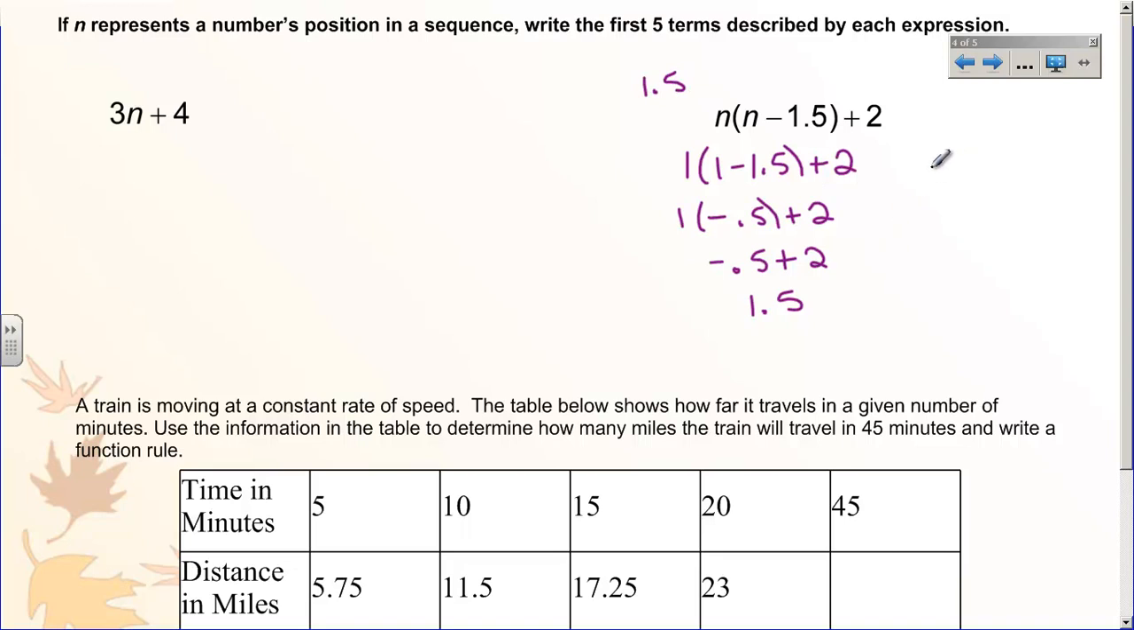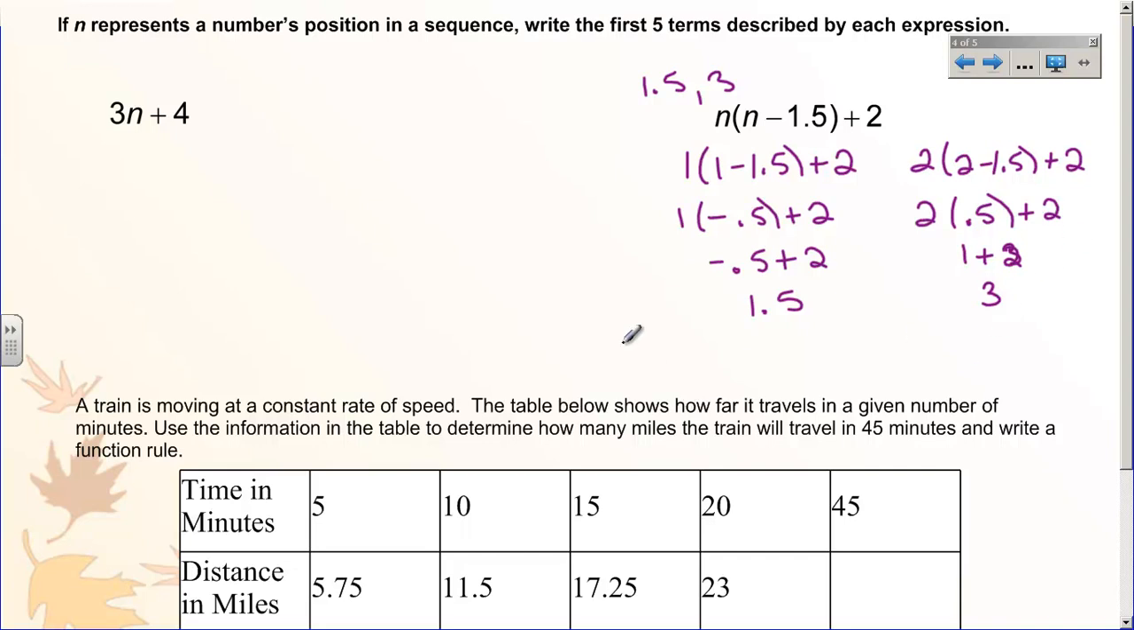The next term in this sequence would be the second term, and in order to get that, I would plug in 2. So I would do 2 times 2 minus 1.5 plus 2. Well, 2 minus 1.5 is going to be 0.5. And so now I have 2 times positive 0.5 plus 2. Well, 2 times 0.5 is a whole, so now I have 1 plus 2. And so the next term in my sequence is 3, because 1 plus 2 is 3.